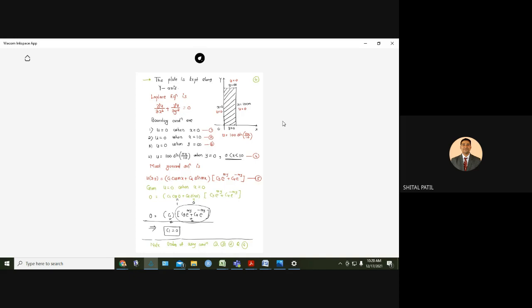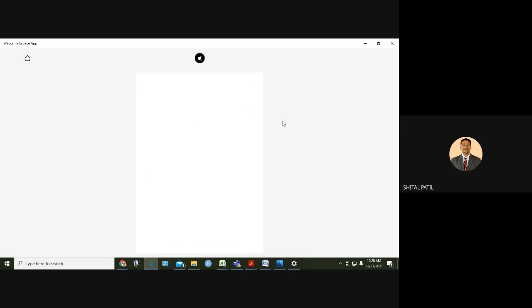Okay. Let me continue. So now I am substituting C1 equal to 0 in equation number 5. Don't take it the other way around. Substituting.